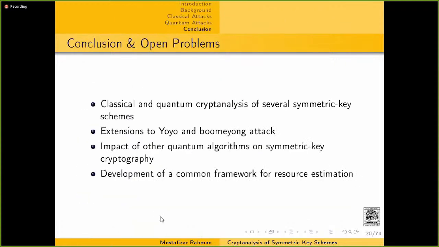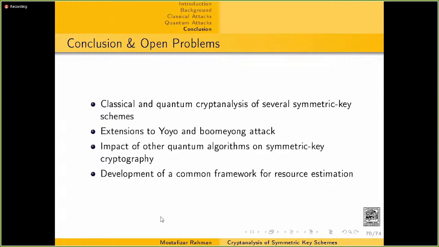And finally, the concluding remarks. In this thesis we have done classical and quantum cryptanalysis, and we have combined two different strategies that were reported 20 years apart. First there is the boomerang strategy, and then there is the yo-yo strategy. We extended the yo-yo strategy and combined these two strategies to report new cryptanalysis techniques. And we have also done quantum cryptanalysis.